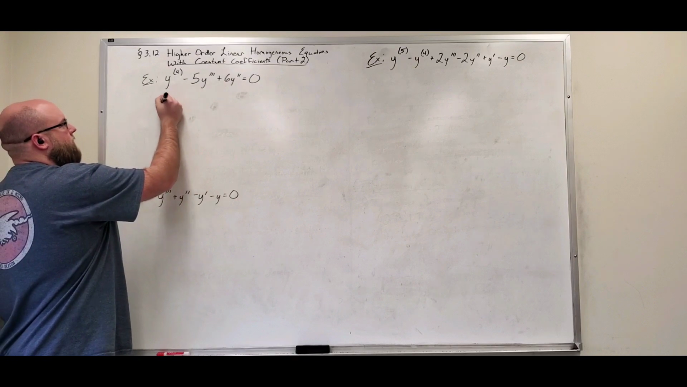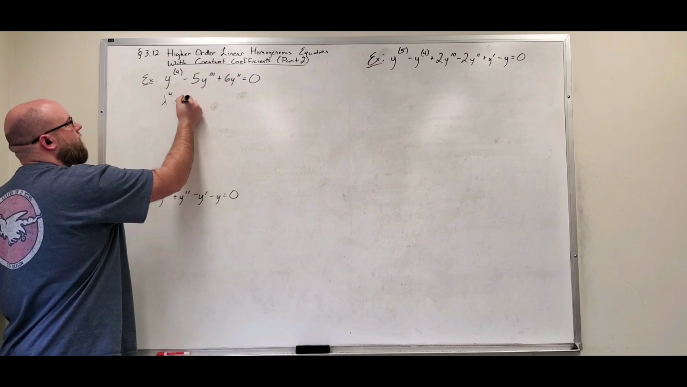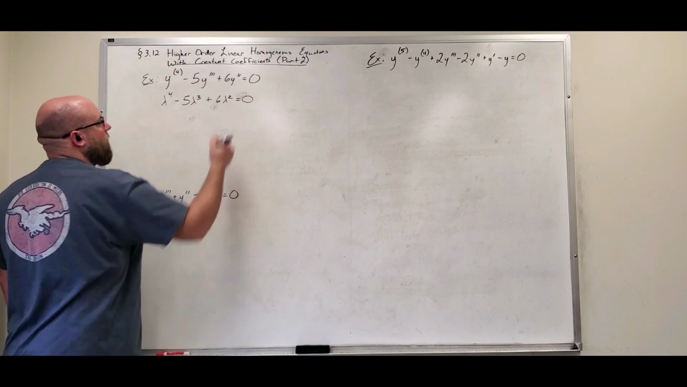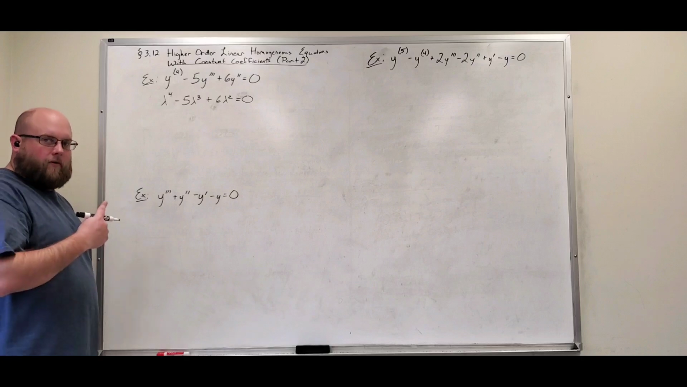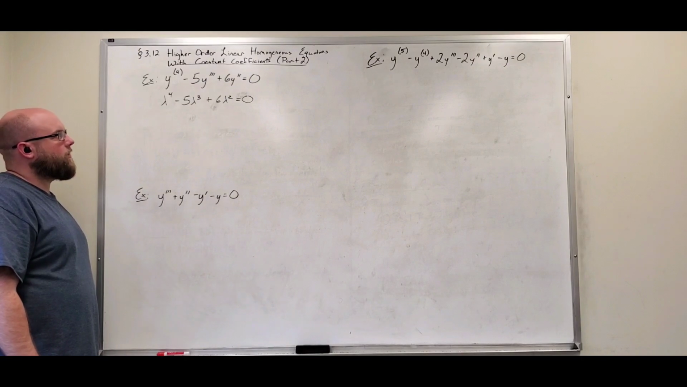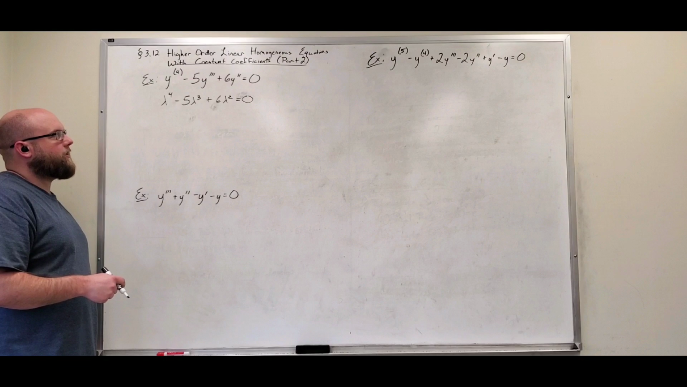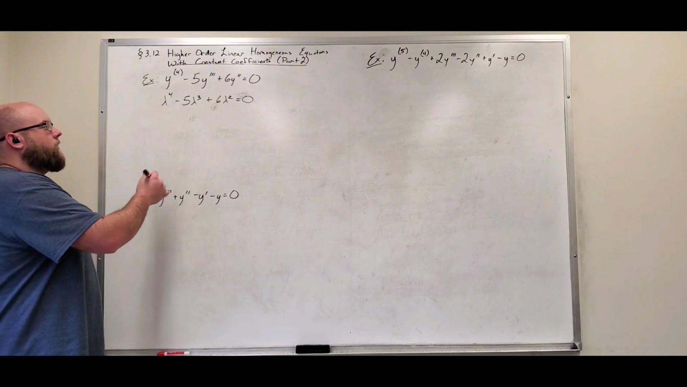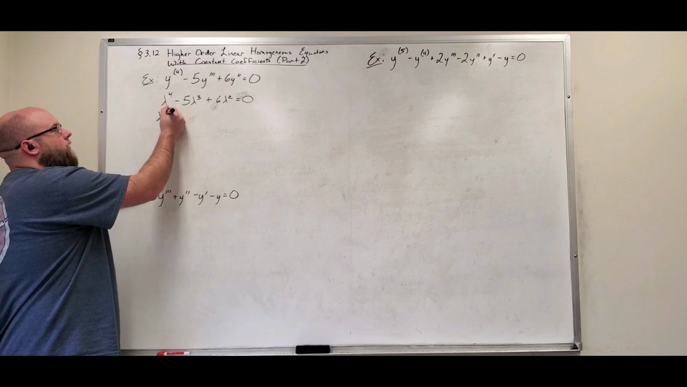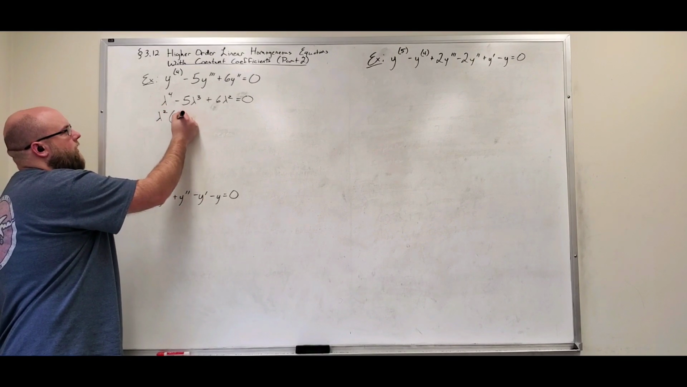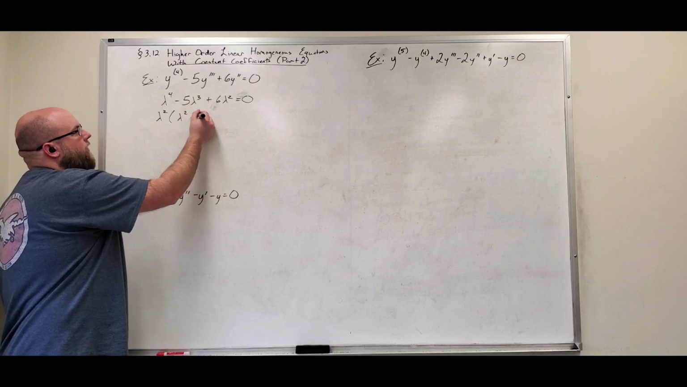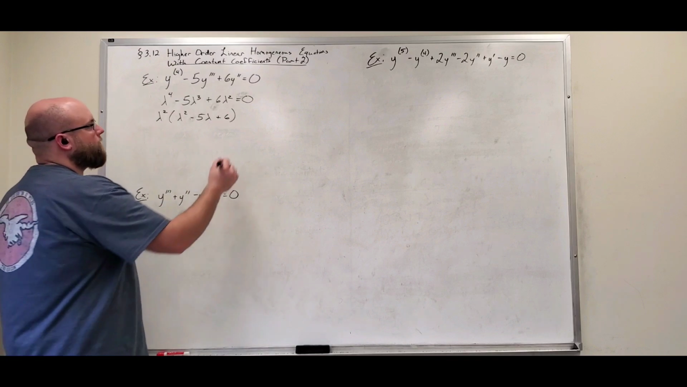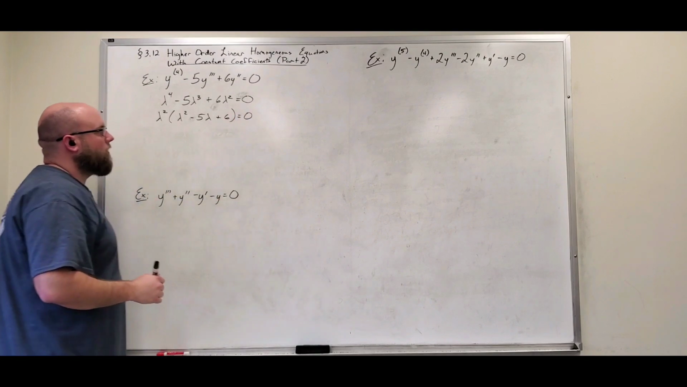So all we do is we say, well, this is lambda to the fourth minus 5 lambda cubed plus 6 lambda squared is equal to 0. Well, we can solve this, okay? So notice here, every single one of these terms has a factor of at least lambda squared in them. All right, so let's factor out a lambda squared. So we have lambda squared times lambda squared minus 5 lambda plus 6, and this is equal to 0.